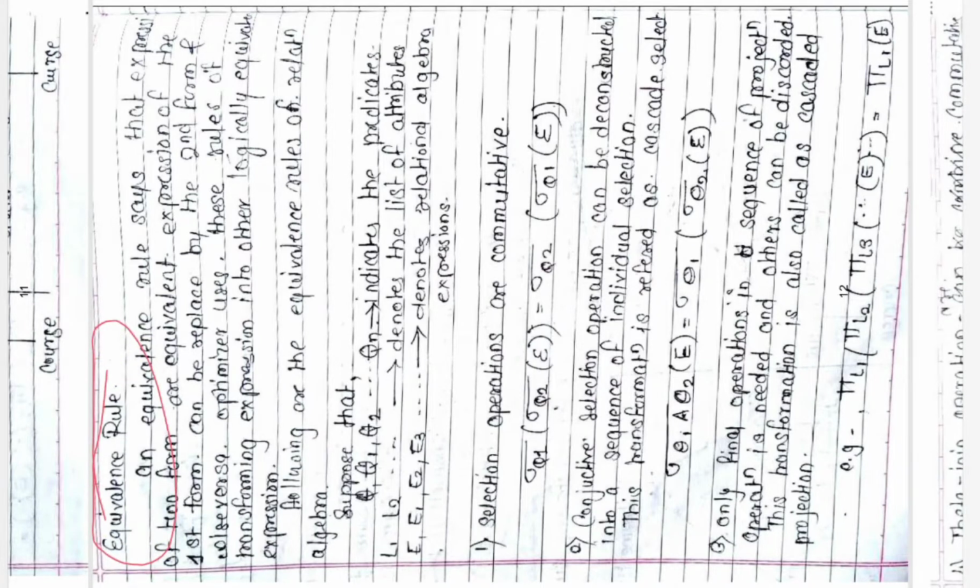An equivalence rule is the rule by which the first form of expression can be replaced by the second form of expression, right? What do you mean by this equivalence rule? Now see, what do you mean by rule? Rule is nothing but the query. In a simple way, if I want to tell you, rule is nothing but a query.